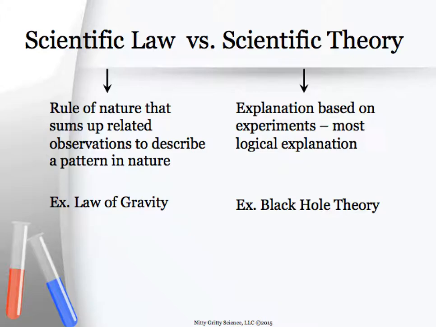A scientific theory then is an explanation based on experiments, and it's the most logical explanation. So we don't know 100% for sure that that's what's happening, but based on experiments that are done, it's the most logical explanation. It gives an answer to why something is occurring the way it is. So the black hole theory, the theory of evolution, okay? We can't actually prove it, but it's a logical explanation to everything.